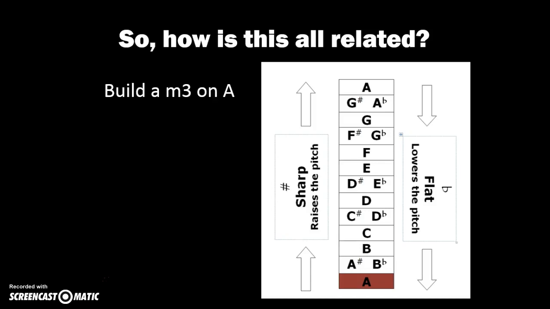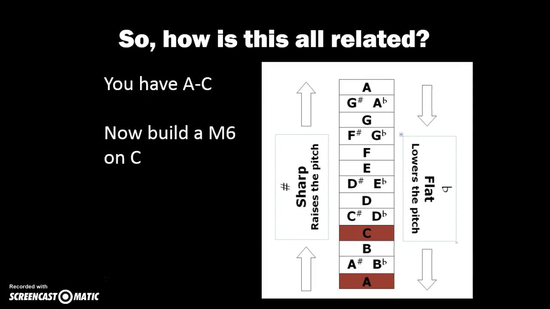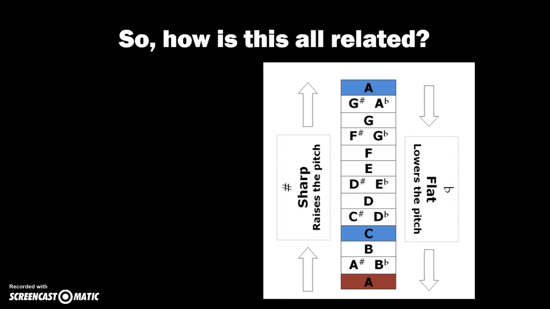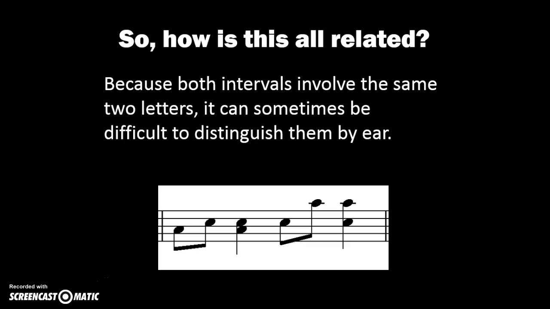Ain't it pretty? So how are these things all related? Well, if we build a minor third on A, we go up our 4 half steps, it brings us to C. Then we've got A to C. If now we build a major sixth on C, that's going to bring us all the way up to an A. Well, that gets a little bit confusing. We have 2 intervals with the pitches A and C. Of course, one of them is a smaller interval and one of them is a larger interval. But they're both using the same letter names.